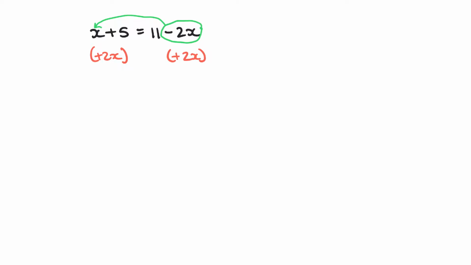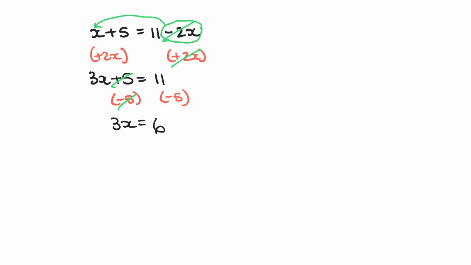Okay, and x plus 2x, well, that will give us 3x. And then the minus 2x and the plus 2x will cancel, so we have 11. Now that's looking like a two-step equation we saw yesterday, so I will subtract 5 from both sides. The plus 5 and the minus 5 cancel, leaving us with 3x equal to 11 minus 5, well, that gets us 6.